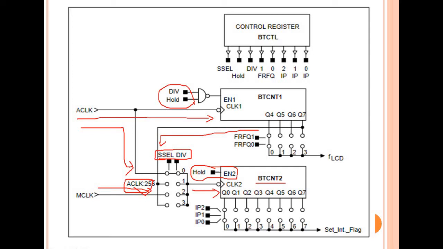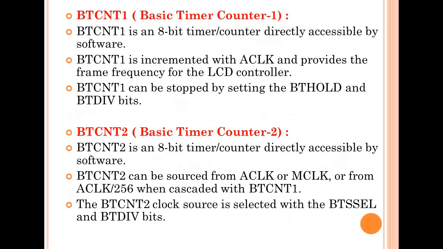And see here, the output of the basic timer counter 1 is given to LCD for frame updation. And see here some points related to basic timer counter 1 and basic timer counter 2. Coming to basic timer counter 1, as I said, basic timer counter 1 is an 8-bit timer or counter that is directly accessible by your software. With the help of your software, you can control this basic counter 1.